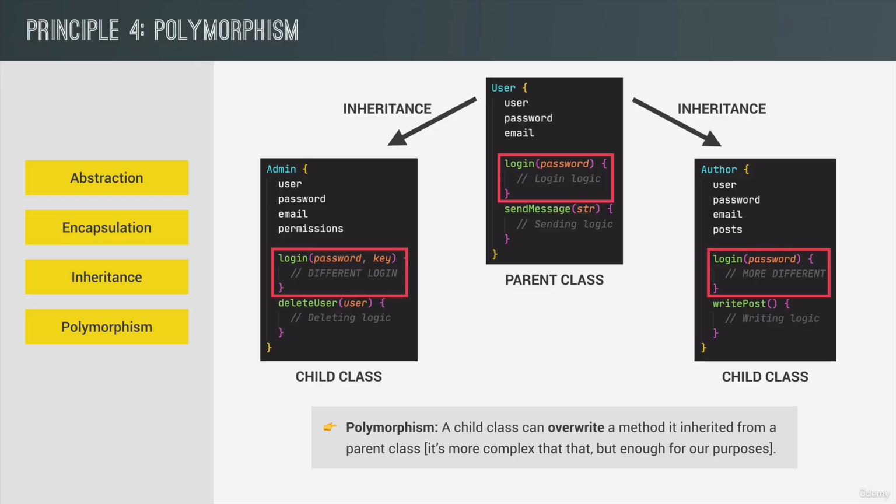Now, let's say that an admin requires a different kind of login method. For example, a more secure one, which has two-factor authentication. And let's say that we also need a special login method for authors. So how do we give them different login methods?